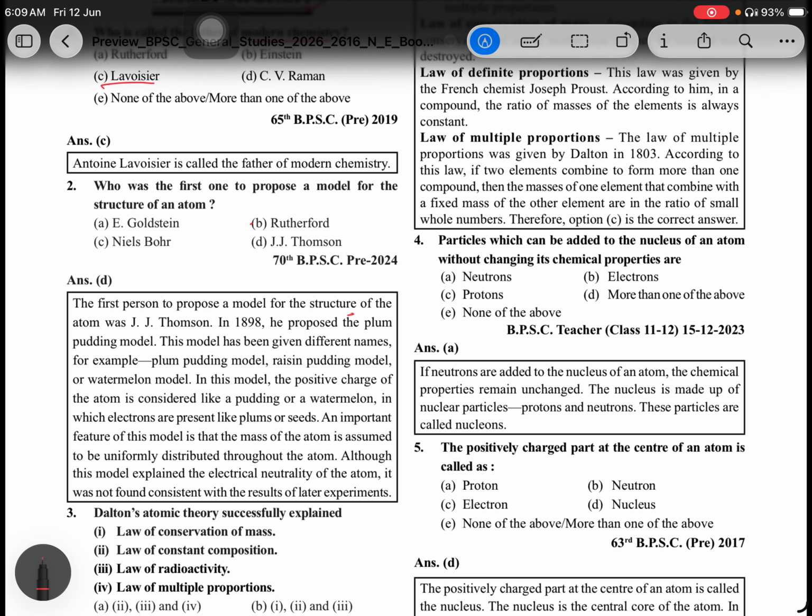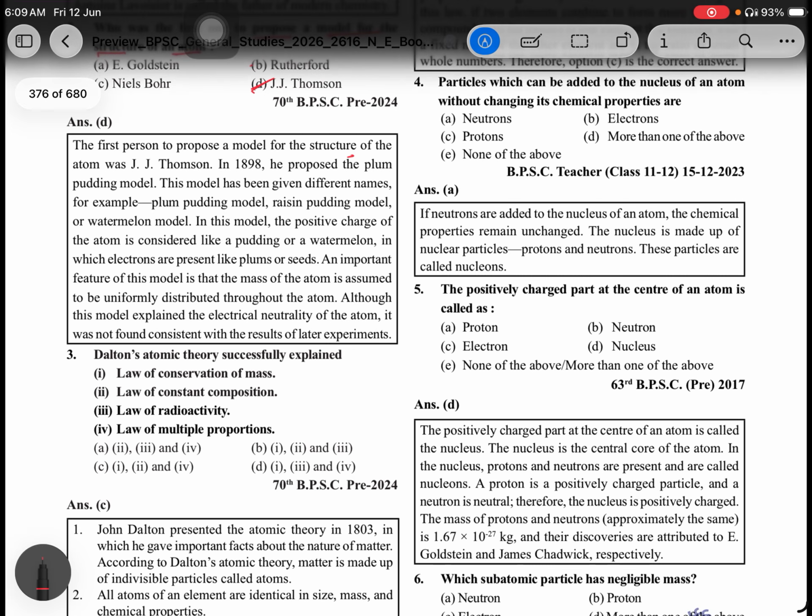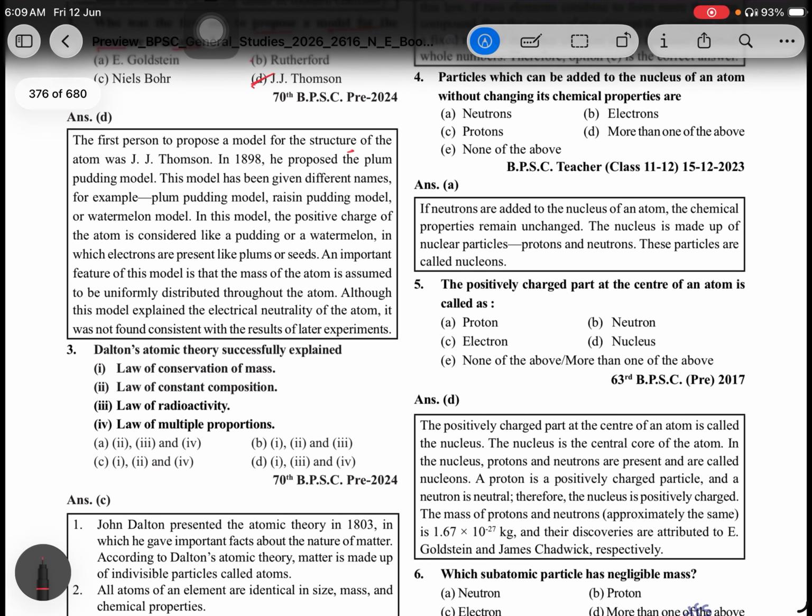Who was the first one to propose the modern model of the structure of an atom? The answer is J.J. Thomson. The first person to propose the model of atomic structure was J.J. Thomson in 1898. He proposed the plum pudding model.